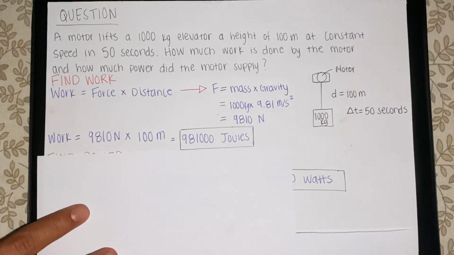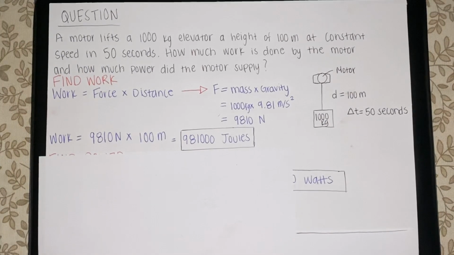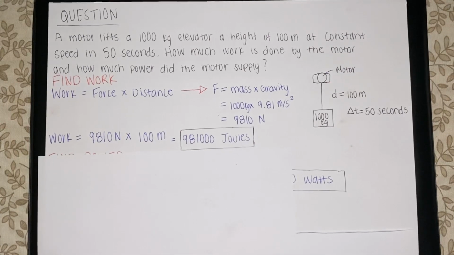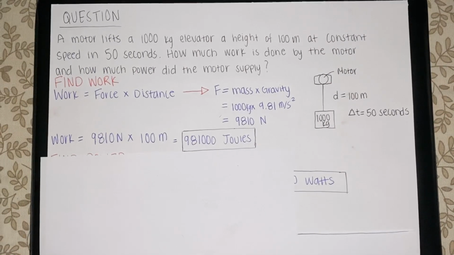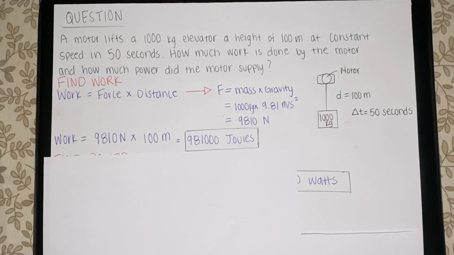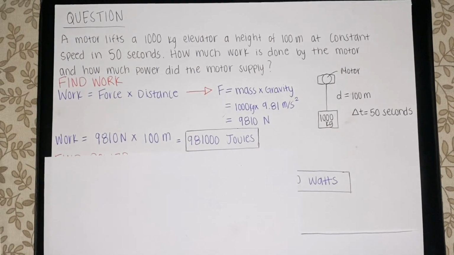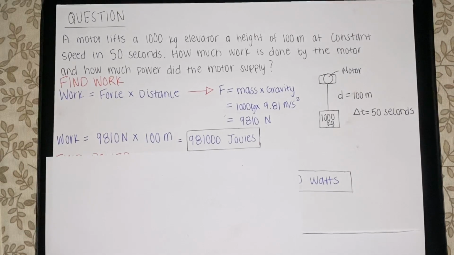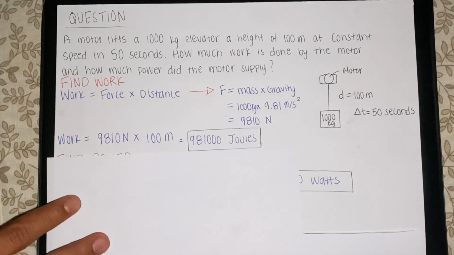Now that we solved for the force, we can now solve for work. So we know work is force times distance. We just solved for force, which is 9,810 newtons. And now we just multiply it by the distance, which is 100 meters. And that should equal 981,000 joules.